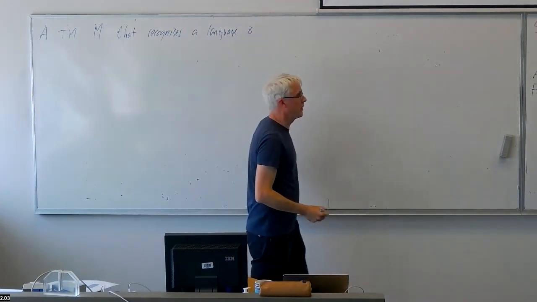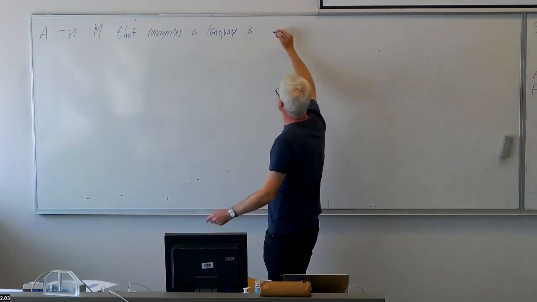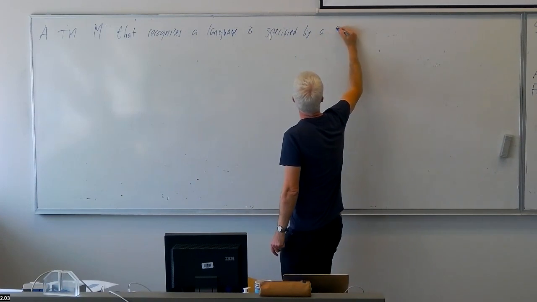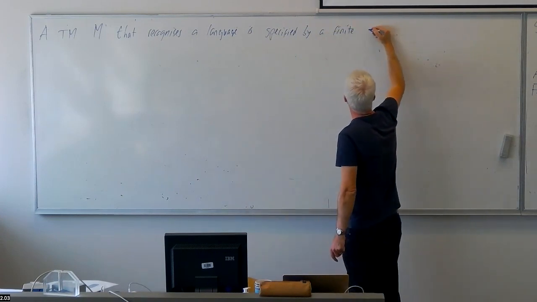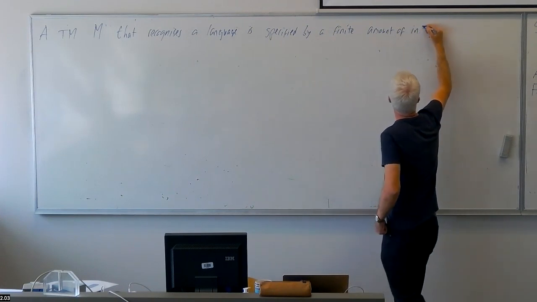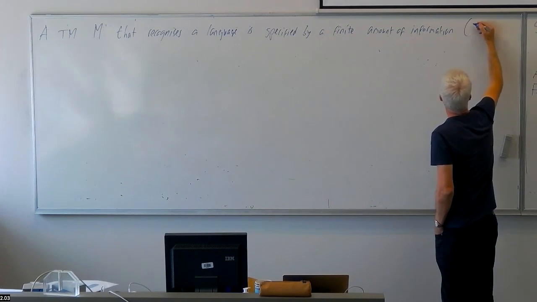So it's specified by a finite amount of information. It's a single tape machine, it's a tape alphabet, the finite amount of information is the finite tape alphabet, the finite set of states, the finite transition function. So it's specified by a finite amount of information. So let's call that gamma, Q, delta.